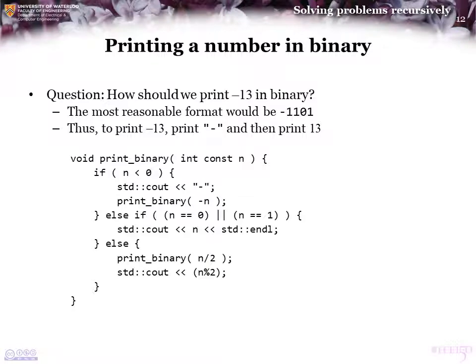Consequently, we now have one additional case. So we start by checking. If n is less than 0, we print out a negative sign, and then we call print binary, the same function, on negative n. All right, so if the parameter n has the value -13, we're in this first case, we print out the minus sign, and now we call print binary on +13. Well, now we are in either the second or the third conditions of this cascading conditional statement.